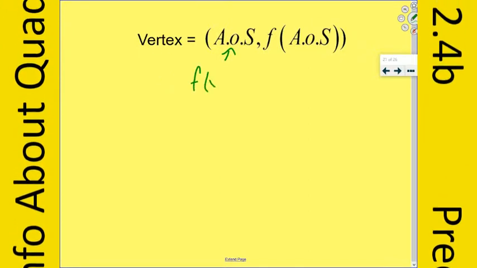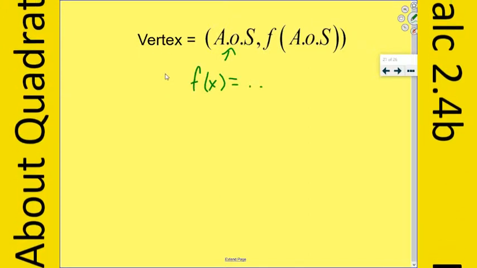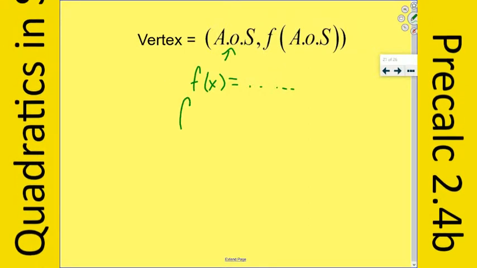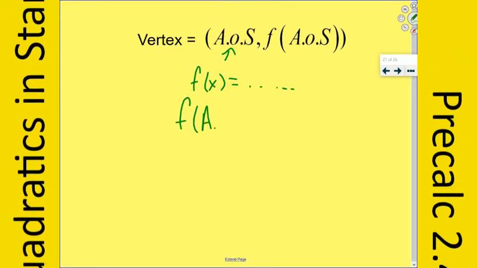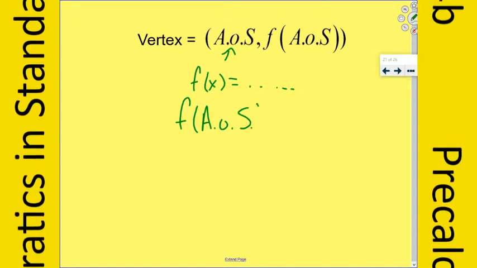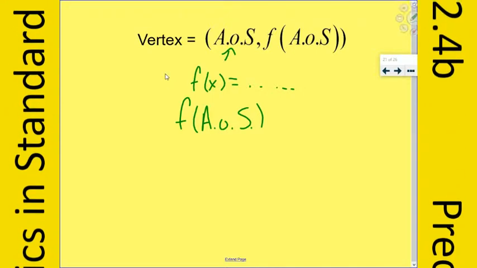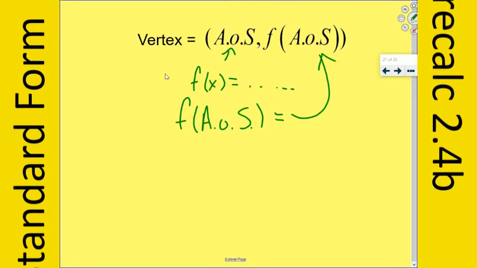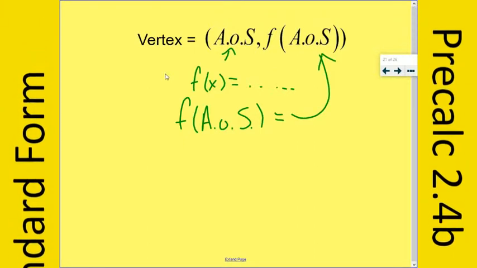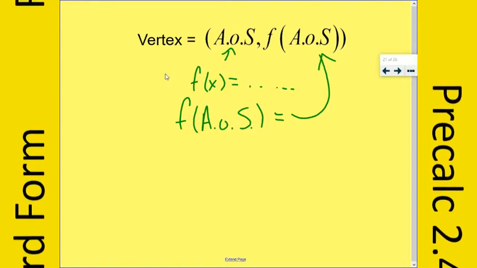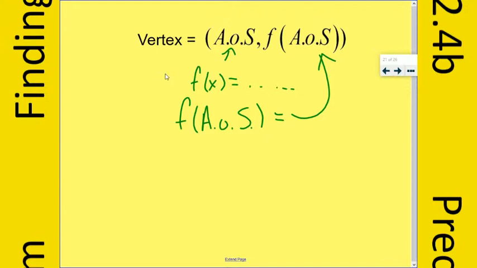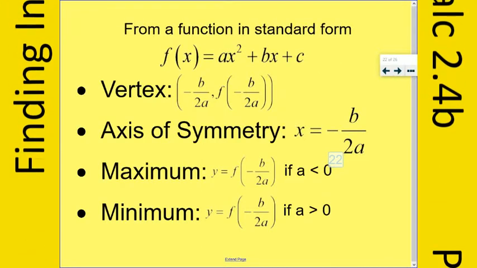We generally have f of x equals some stuff, right? We are going to evaluate that at f of whatever value we find for our axis of symmetry. Whatever value we find here is the y component of our vertex. Whatever value we find when we plug the value of our axis of symmetry into f is the y value of our vertex.